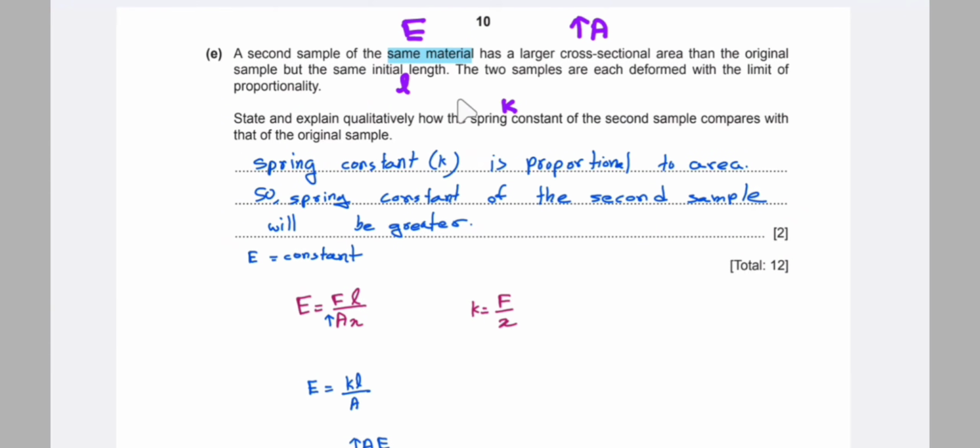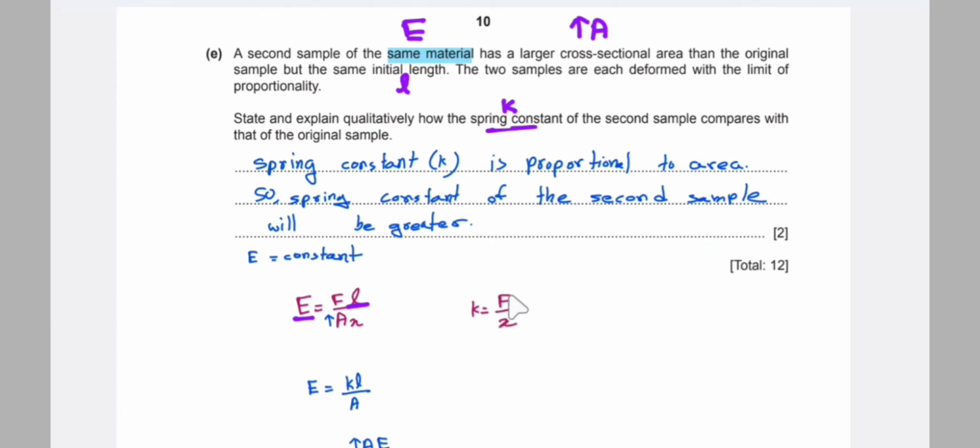For spring constant, we know that it is equal to force per unit extension, and we need to find how the spring constant of the second sample varies compared to the first sample. The Young modulus is the same, so we can use the formula: Young modulus is equal to force per unit area divided by extension over original length. The Young modulus is the same because they are the same material, and the initial length is also the same. So for this question, the only thing that varies is the cross-sectional area.